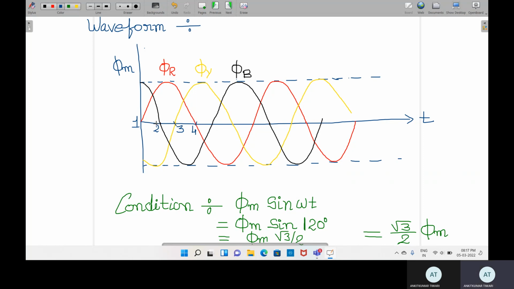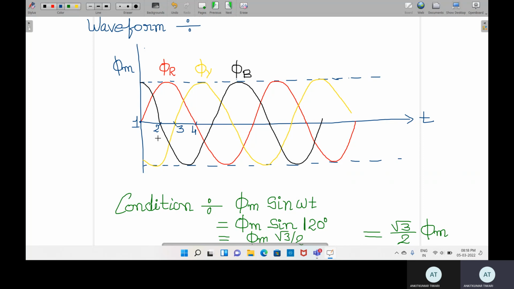This, this, this, and this. So over the half cycle of phi r, what are the values of different fluxes? We will observe that. What are the values of phi r, phi y and phi b at the instant 1? Similarly, what are the values of phi r, phi y and phi b at points 2, 3 and 4? An instant is considered with respect to time or point, whatever we consider.